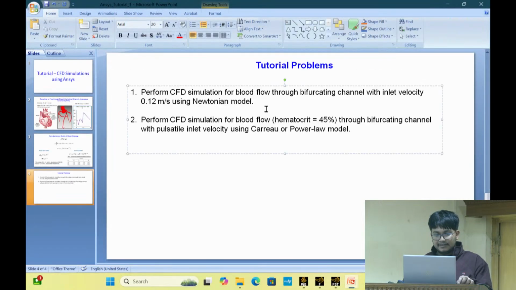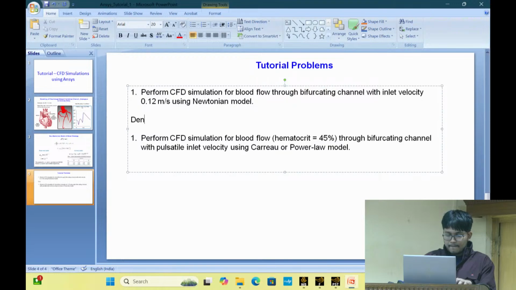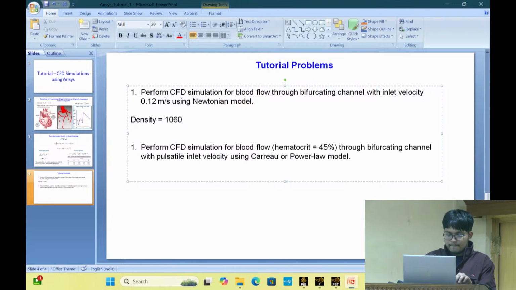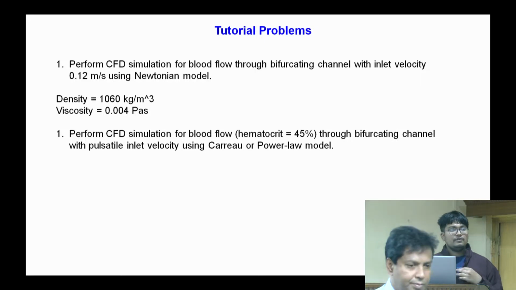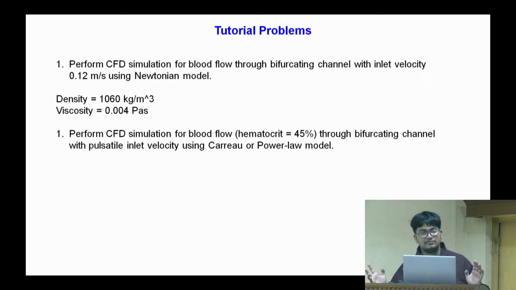Yes, so I'm writing the density and viscosity. The density and viscosity are also given. It is not mandatory to use the inlet velocity as 0.12 meter per second. You can play with that. You can increase it up to 0.2425. So just do it.